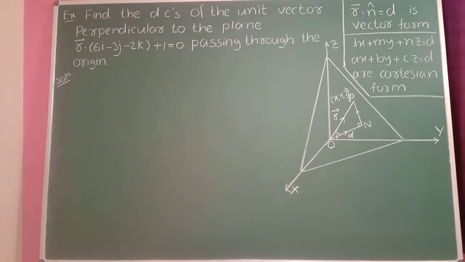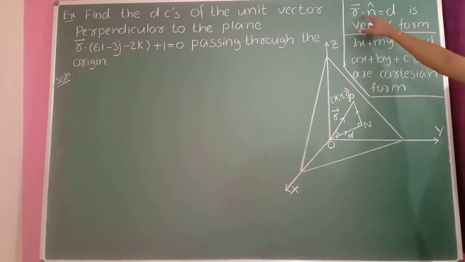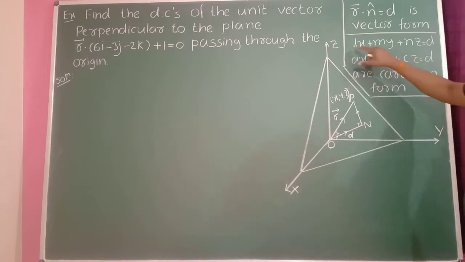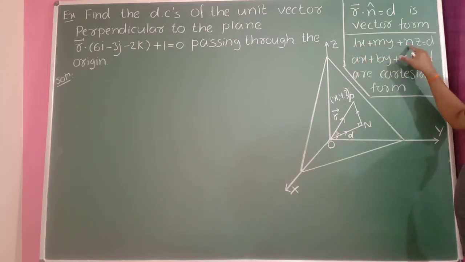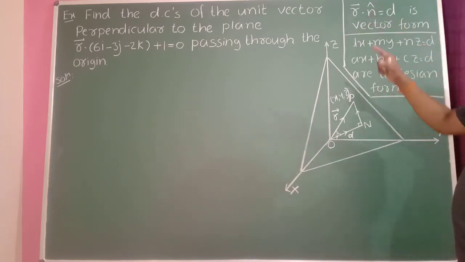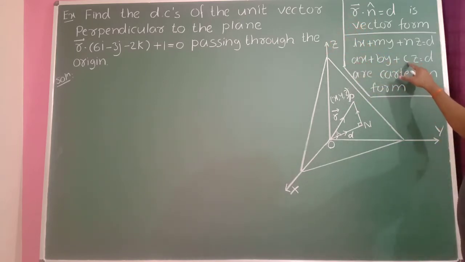You know the equation of a plane in vector form is r bar dot n cap equal to d, and the Cartesian form is Lx plus My plus Nz equal to d, or Ax plus By plus Cz equal to d. Both are equations of a plane in Cartesian form. In this case L, M and N are the direction cosines of the unit normal vector perpendicular to the plane, and A, B, C are the direction ratios of the vector perpendicular to the plane.